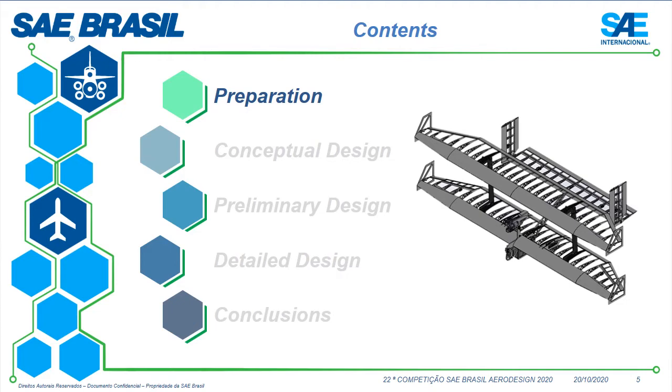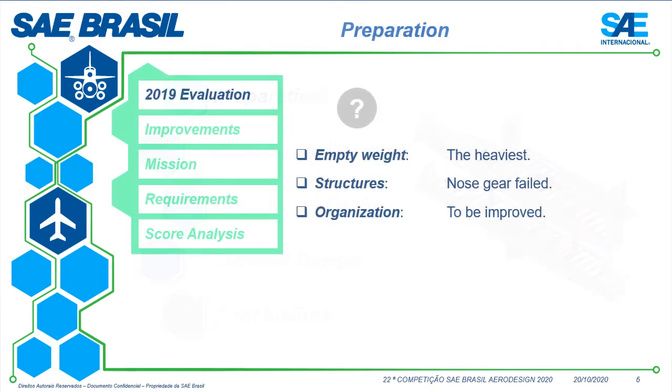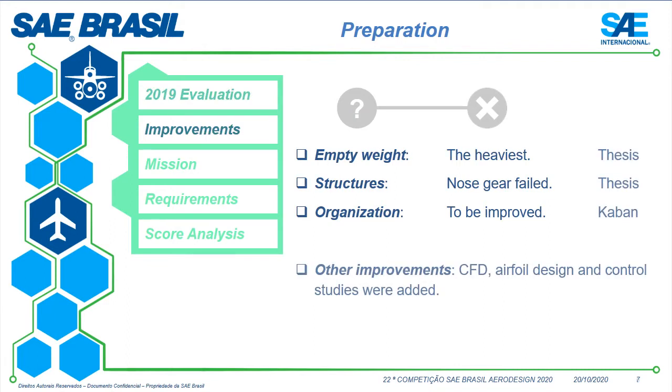The preparation for the competition started with an evaluation of the 2019 design. It was the heaviest of the regular category. The nose landing gear failed during the flight rounds. The team organization had to be improved. To correct this, theses were developed on structural elements. Kanban, a lean method to manage projects, was applied. Computational fluid dynamic analysis, airfoil design, and control studies were added.